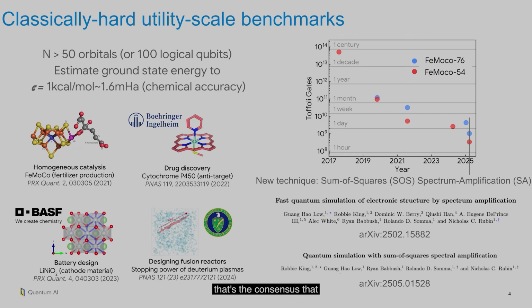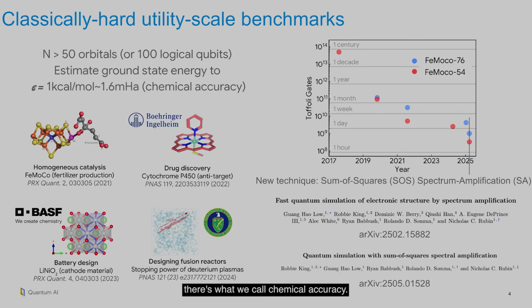Generally speaking, there's the consensus that at greater than n equals 50 orbitals, so that translates to 100 spin orbitals, and each spin orbital maps to a qubit. At around this scale, it is more or less unambiguous that the best classical methods, such as DMRG and so on, will fail to give you the accurate solutions you need for quantitative predictions.